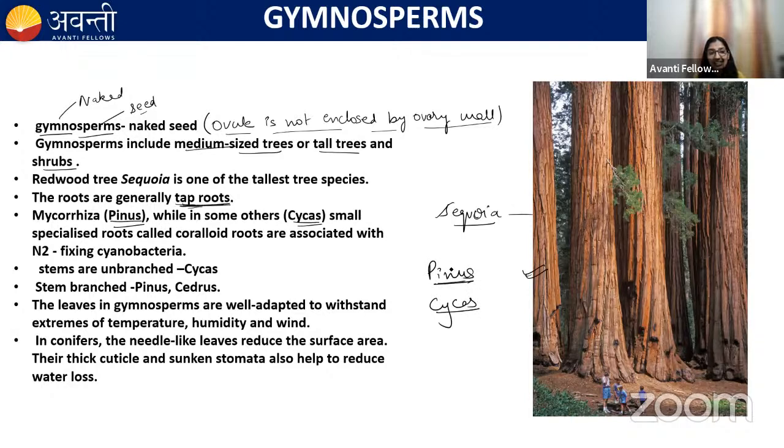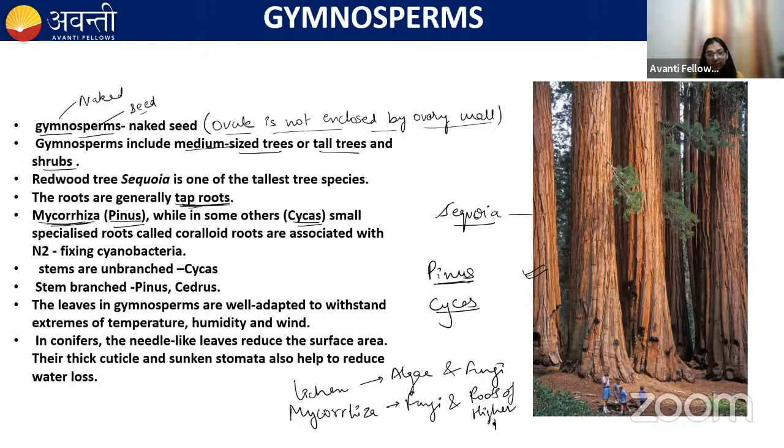So the roots of Pinus show association with fungi. And this association is known as mycorrhiza. Please don't get confused between mycorrhiza and lichen, because lichen is a symbiotic association between algae and fungi. But mycorrhiza is the symbiotic association between the fungi and the roots of higher plants. So the roots of Pinus show mycorrhizal association, where the fungi obtain food from the plant, and the fungi also help in mineral absorption.